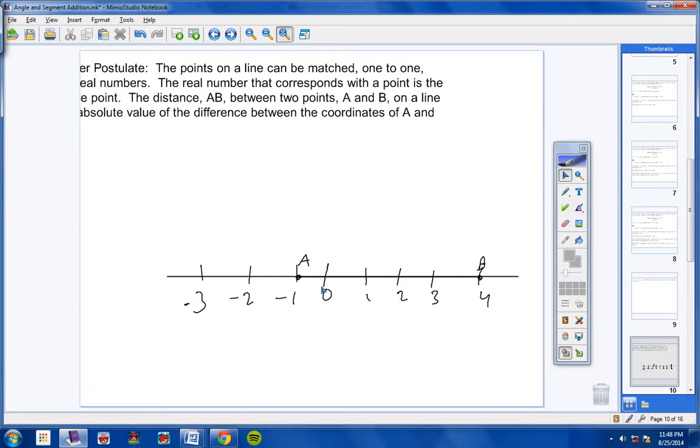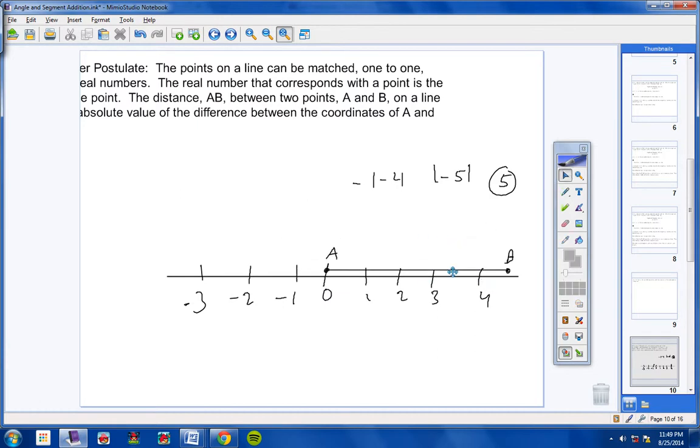Okay, so this segment rests on -1 and 4. How would I find the distance? Well, I could count 1, 2, 3, 4, 5, but another way is to subtract the 2 numbers, -1 minus 4, and you get -5, and then take the absolute value of that and you get 5. That is all that this postulate is saying. It's just simply saying that every segment is measurable by subtracting the 2 coordinates of the endpoints of the segment.